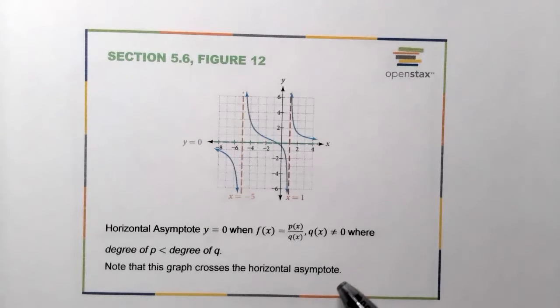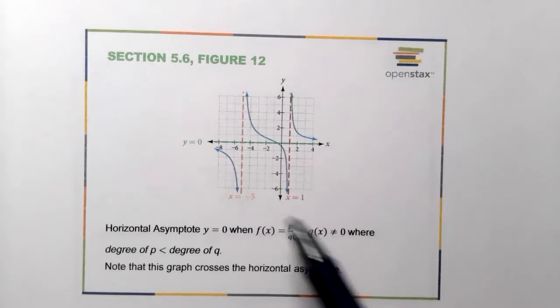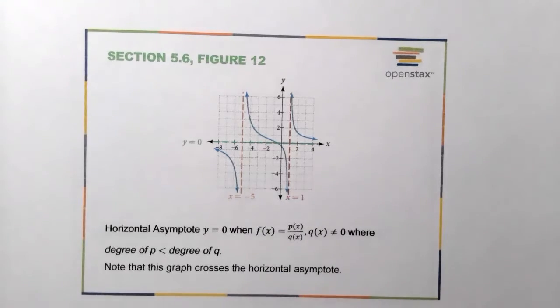So this next slide just says the same thing. It says, remember the definition of the rational function, it's polynomial p of x divided by polynomial q of x, where q of x does not equal 0. And whenever the degree of p is smaller than the degree of q, we have a horizontal asymptote at y equals 0.